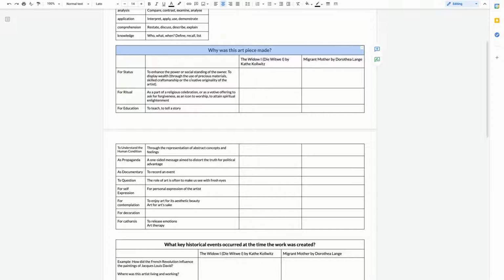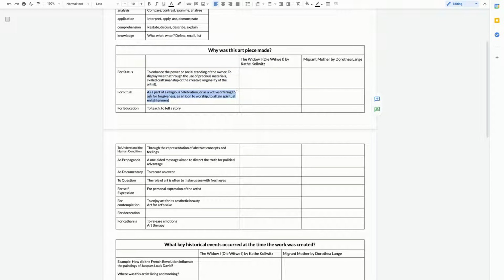The first one is for status. This would enhance the power or social standing of the artist, to display wealth through the use of precious materials, skilled craftsmanship, or the creative originality of the artist. This would be something like the Book of Kells, which was lavishly decorated with very intricate, detailed illumination. The cover most likely would have been very rich and opulent, with gold and gemstones. And so that would enhance the status of the owner.